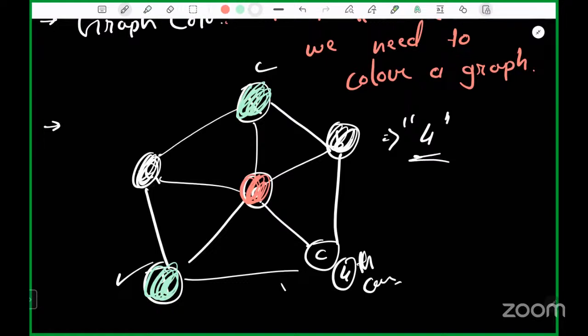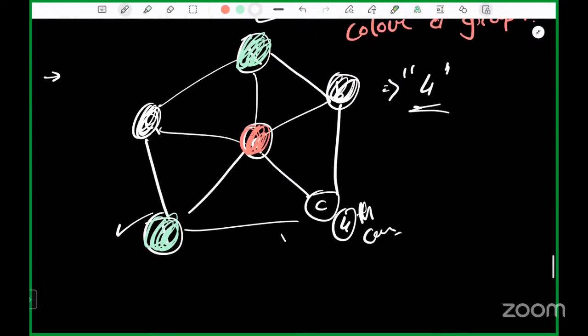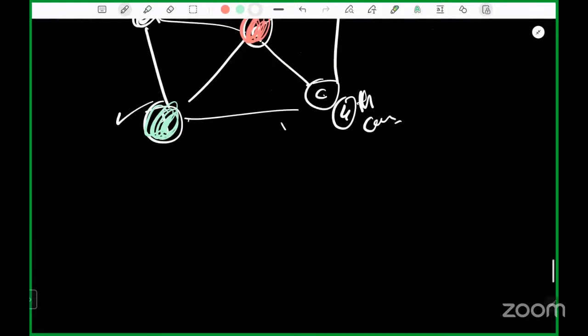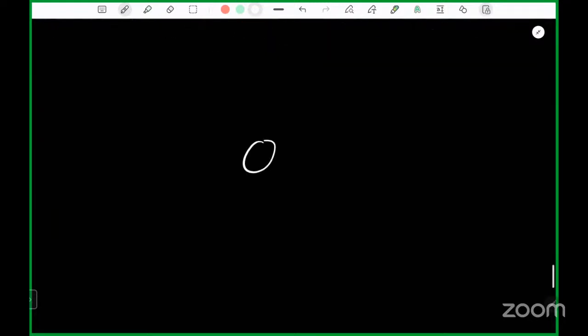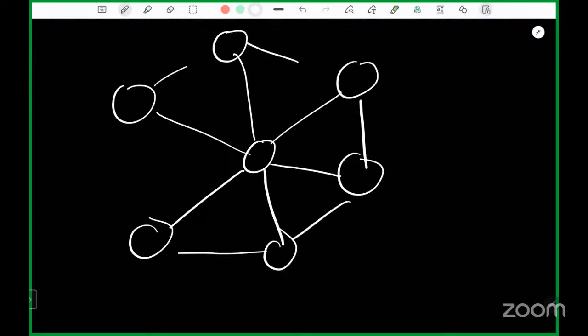So what I was saying is, here in the outer part we have 5 vertices, right? 1, 2, 3, 4, 5. But in place of 5, if we have 6 vertices, for example, let's consider the coloring of this graph. Now, what is the minimum number of colors we need to color this graph?